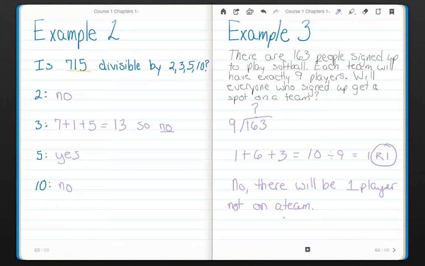Okay, use those divisibility rules to solve your quick checks in your CYU, and we will go over this the next time I see you.